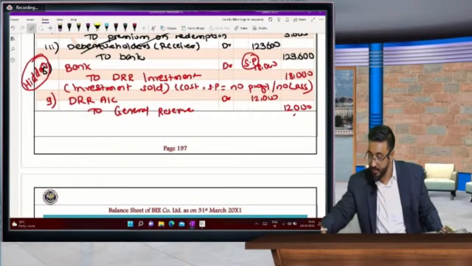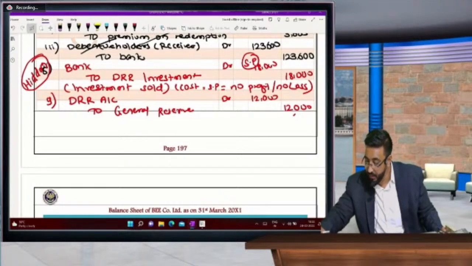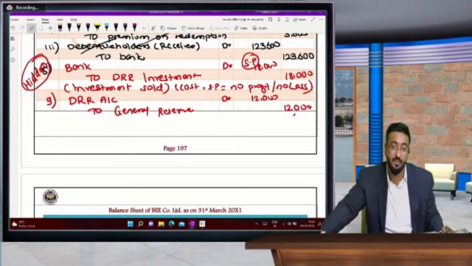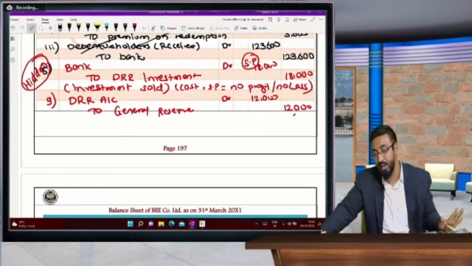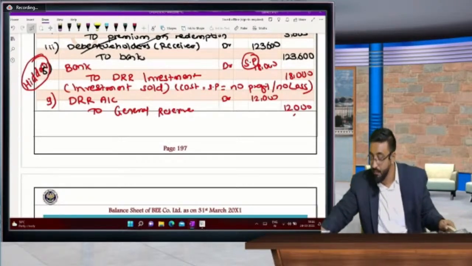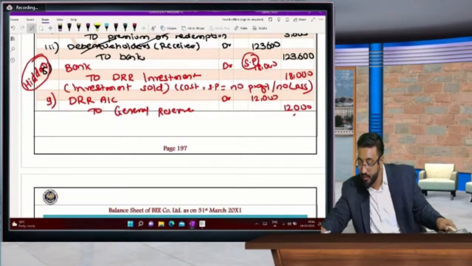Yes, Ashwini Shetty, you have to create investment and then again sell that investment. Though it is confusing, you have to do it. Otherwise you won't get marks. Even if you created it and sold it back, you still have to do it.